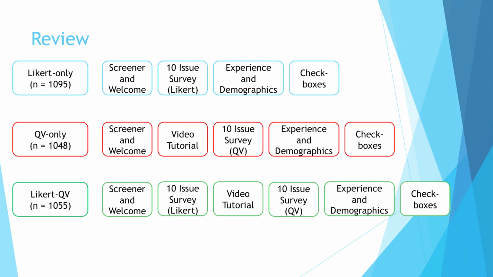So just as an overview of what the 3 conditions did, you can see here, and there are commonalities. They all end with the experience, demographics and checkboxes, and they all begin with the screener and welcome questions. And the only thing that differs is what happens in the middle. Okay? And those people that need to do QV need to have a short little video tutorial. Okay, so let me tell you about the different results that came out of this.